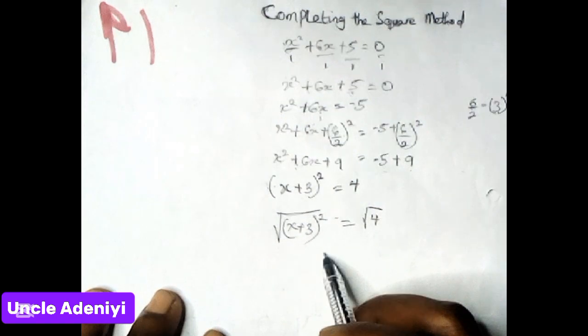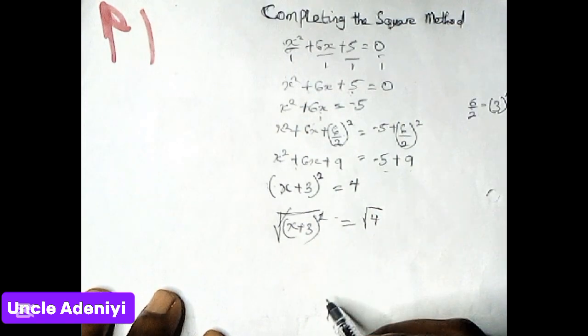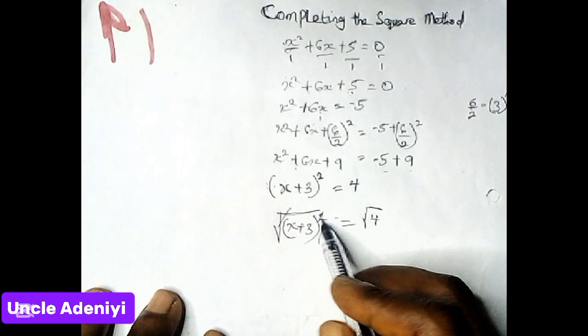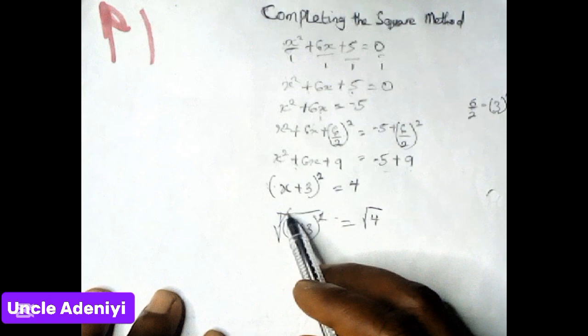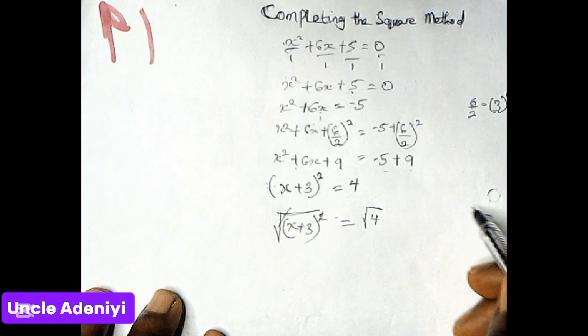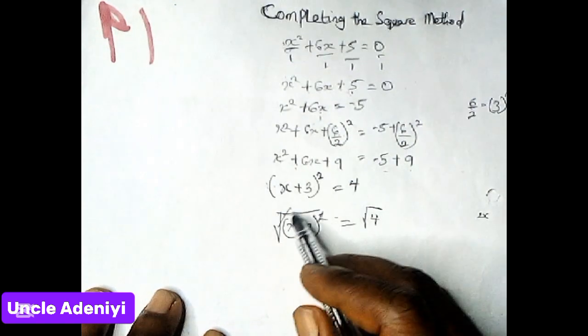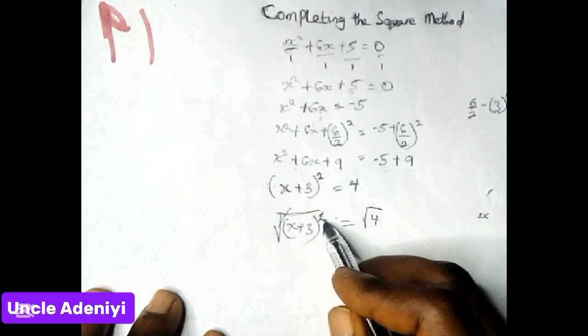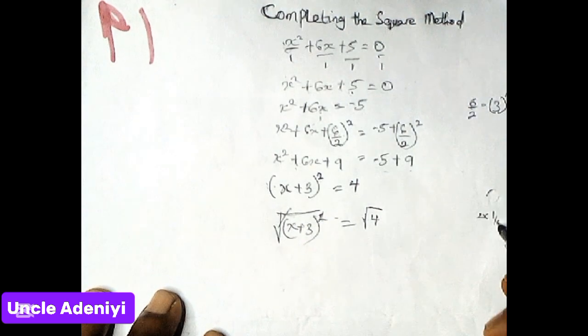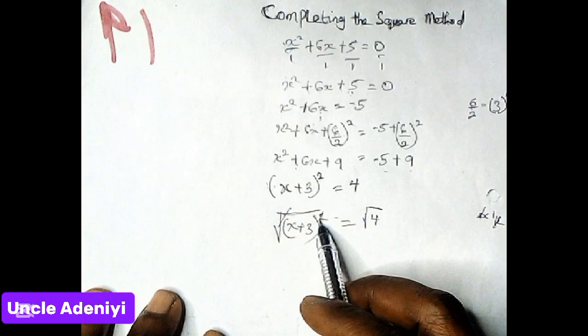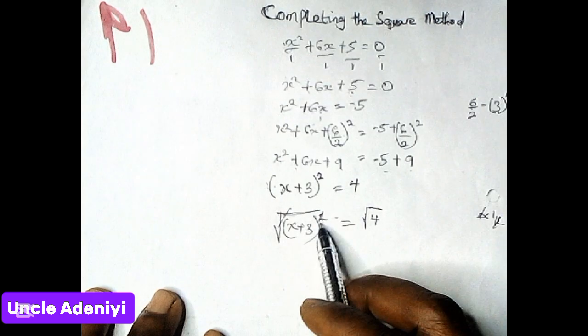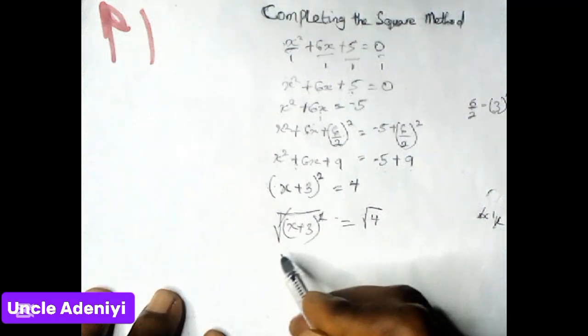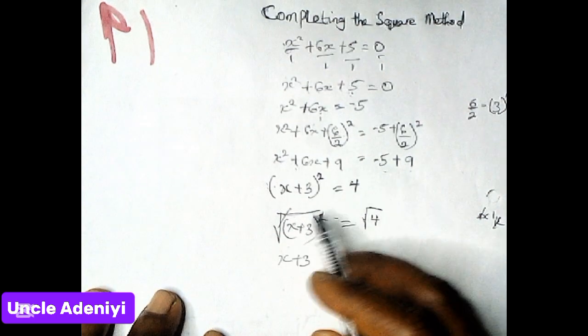So what you do now: the square root and the square cross each other. Don't forget that in maths, square root means power of 1 over 2. So 2 times 1 over 2, the 2s cancel and 1 remains. So nothing is left on top, and you have x plus 3.